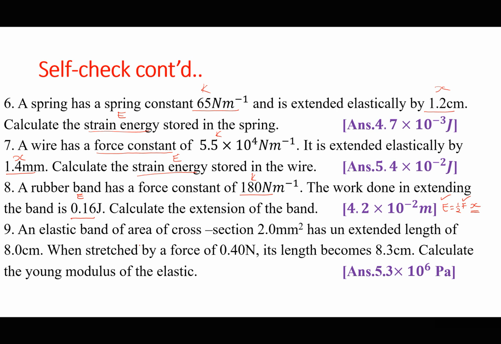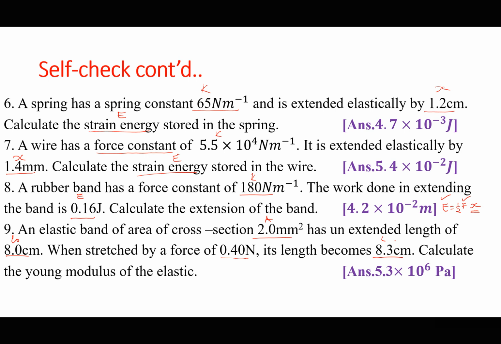An elastic band of area of cross section 2 millimeters squared has an unstretched length of 8 centimeters. So this is area and this is unstretched length. So this is original length L naught. When stretched by a force of 0.4 newtons, its length becomes 8.3 centimeters. So this is going to be the new length.